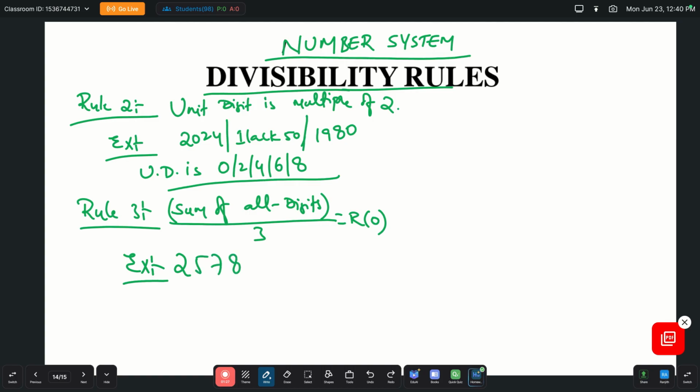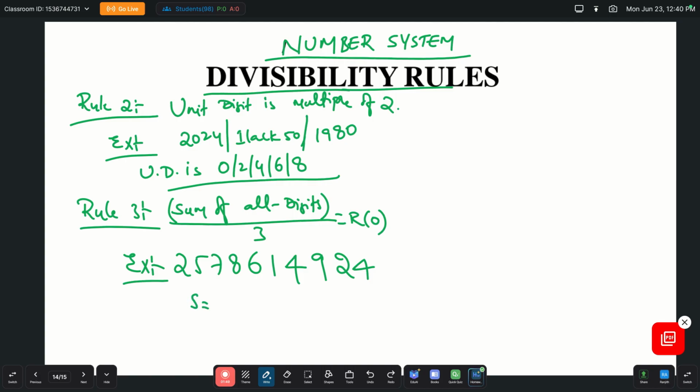2, 5, 7, 8, 6, 1, 4, 9, 2, 4. Is the given number divisible by 3? In the sense, we need to add all the values. What is the sum?